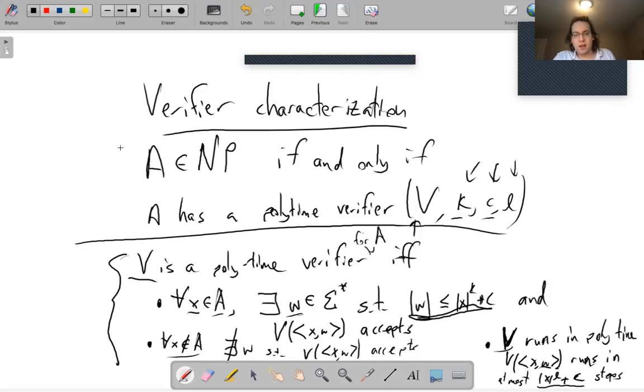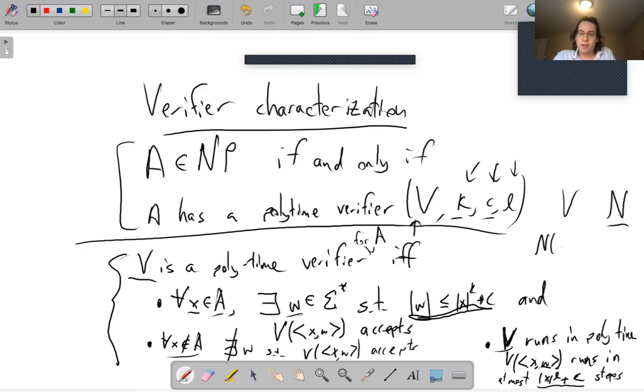And our claim is that a language is in NP, decidable in non-deterministic polynomial time, if and only if it has a polynomial time verifier. It's actually not too hard to see why. First of all, if you have a polynomial time verifier, then we have a non-deterministic Turing machine, right? Suppose we have V. How do we get from V to a non-deterministic Turing machine N, which decides A?